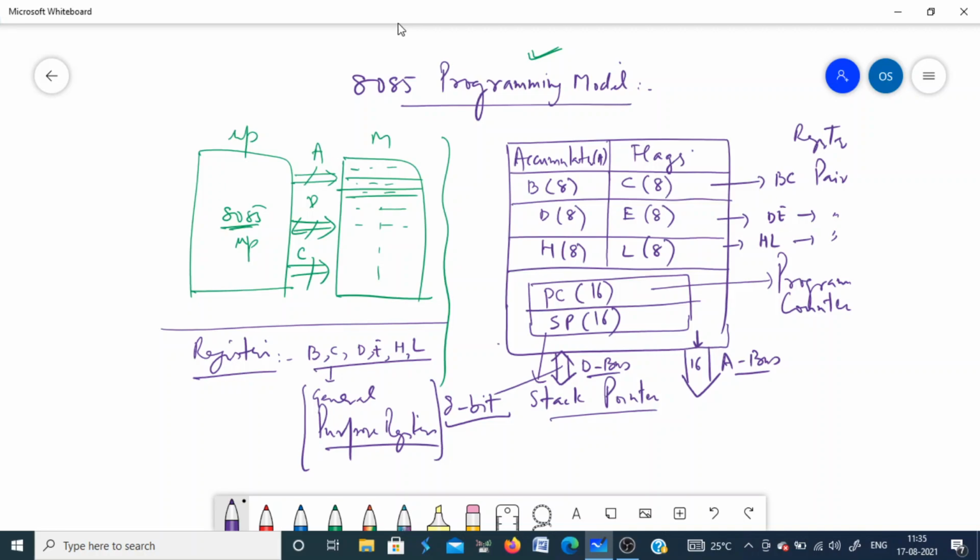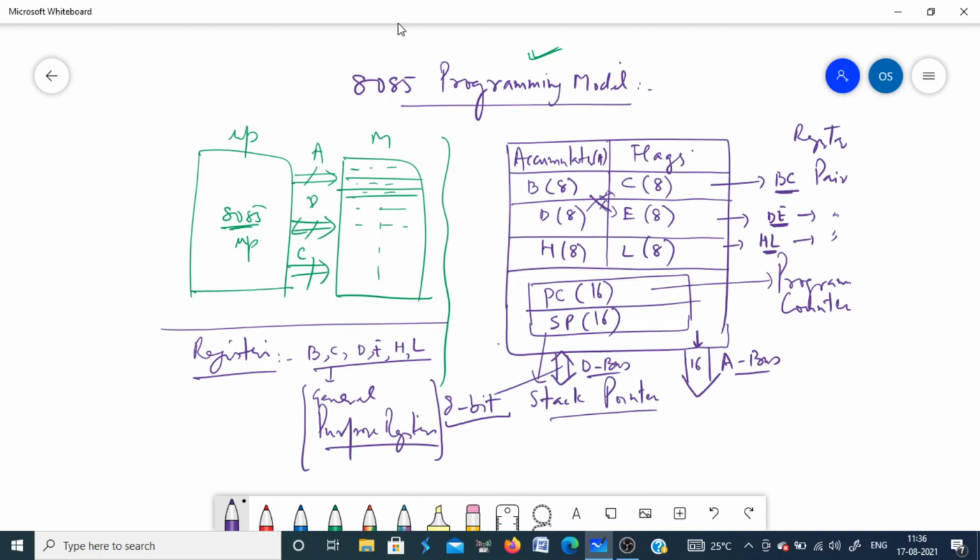But the pairing is unique. It means if you want to pair two registers, B and C is the only combination. You cannot pair B with E, or pair D with C. Whenever you have to use a register pair, you have to use a BC pair, a DE pair or an HL pair. They can be used to store 16-bit data, and you will see in the data copy instructions that they are used to copy 16-bit data as well. So these are called general purpose registers.